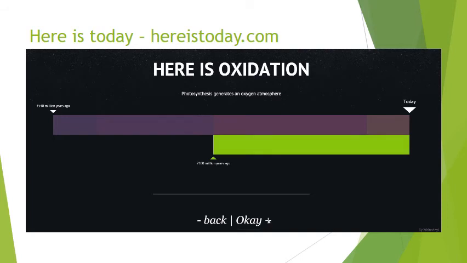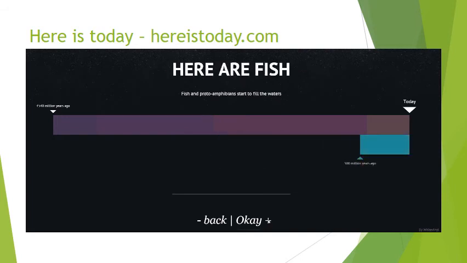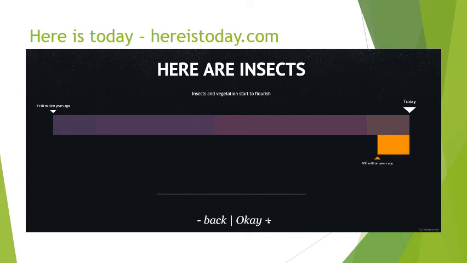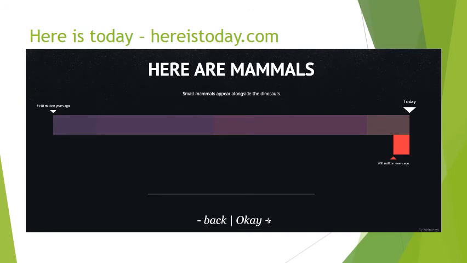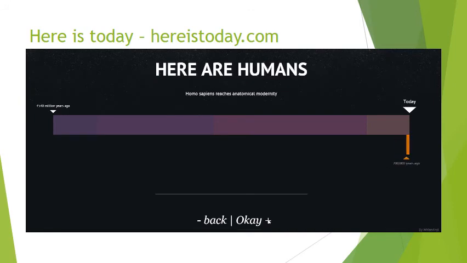We had an oxygen atmosphere starting to develop about 2.5 billion years ago. And then finally, after essentially 4 billion years of not having any complex organisms developing, about 500 million years ago, the fish started to fill the waters. And then we started to get insects, vegetation, reptiles, small mammals about 200 million years ago, birds, and then Homo sapien, our species, modern man, has been anatomically about the same for the last 200,000 years.